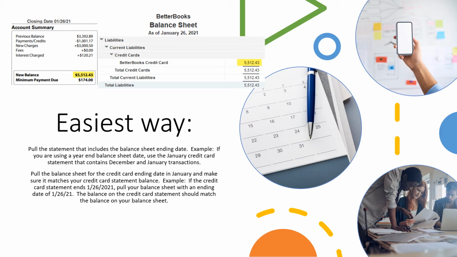Your credit card statement has transactions that overlap month ending dates, so the easiest way is to pull the statement that includes the balance sheet ending date. Example, if you're using a year-end balance sheet date, use the January credit card statement that contains December and January transactions. Pull the balance sheet for the credit card ending date in January and make sure it matches your credit card statement balance. So if the credit card statement here on the left ends in 1/26/21, you're going to pull the balance sheet with an ending date of 1/26/21. The balance on the credit card statement should match the balance on your balance sheet.